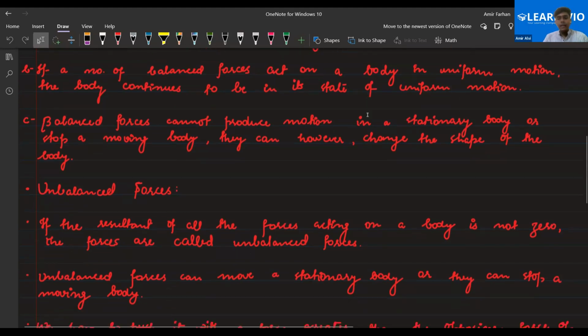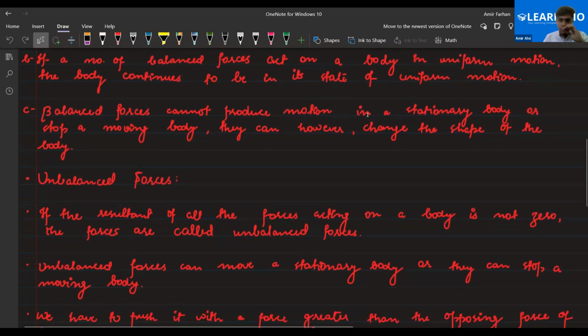So next thing is that balanced forces cannot produce motion in a stationary body, and they cannot stop a moving body, or even change the speed of a moving body, right? What balanced forces can do is change the shape of a body.